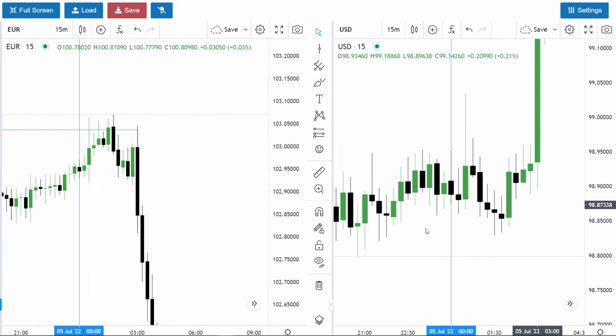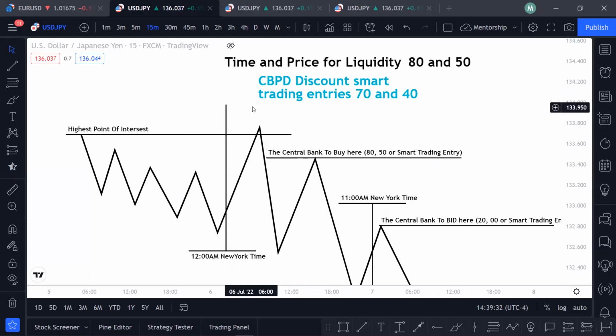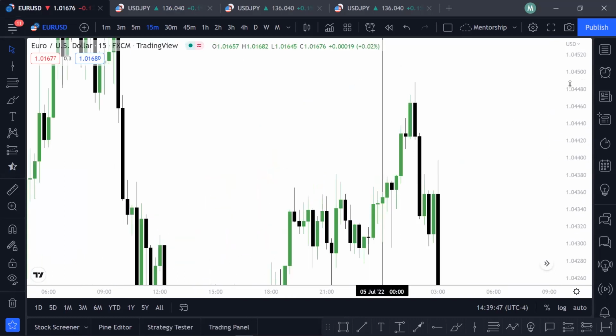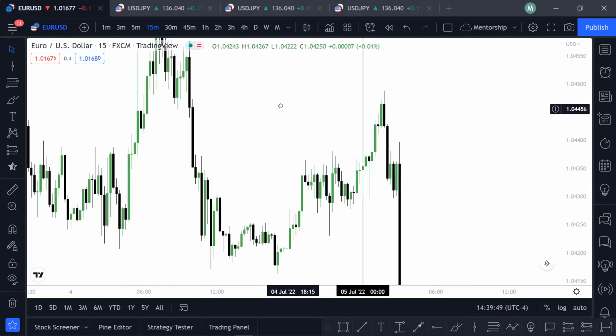Let me show you a currency pair. Let me show you that currency pair. Let's look at the euro dollar. You're looking for entries, smart trading entries between 40 and 80 levels. Okay, so let's come back here. You want to have institutional levels.